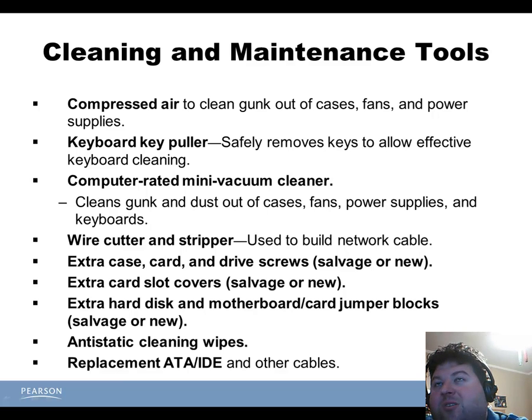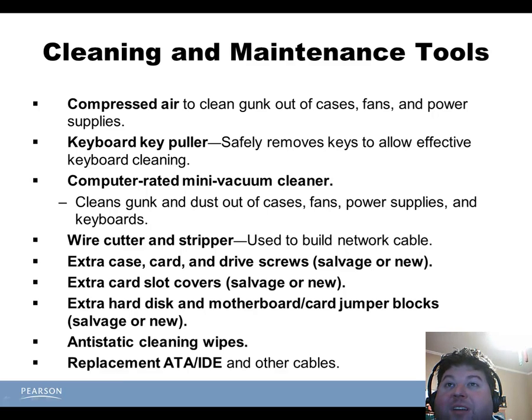Other things you might keep as part of your toolkit. Compressed air is great to clean the junk out of power supply fans and other fans. A keyboard puller, if you're going to clean a keyboard maybe. I do not personally have one of those. I'm under the line of thought that keyboards are pretty cheap these days. If it gets that dirty, just replace it. You might have a computer mini vacuum. I do not have one of those. I use compressed air for everything. But they do make little vacuum cleaners that you can clean keyboards and such with. A wire cutter and a stripper is a good thing to have around. Extra cases, I do not keep an extra case, but I do keep drive screws and extra card slot covers around.